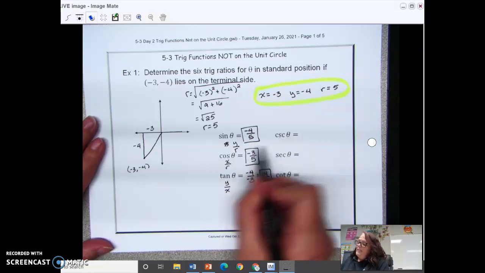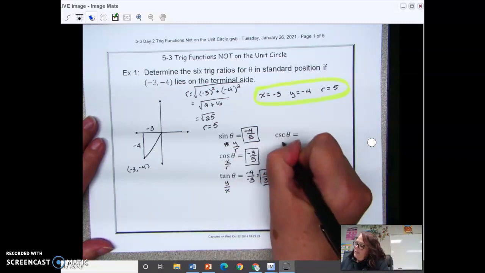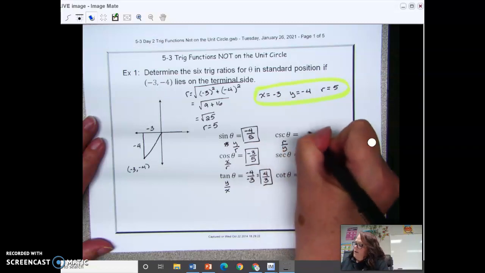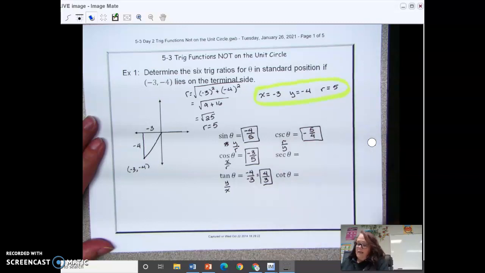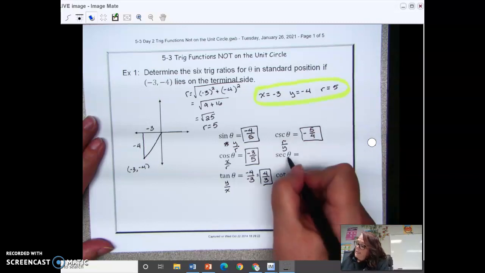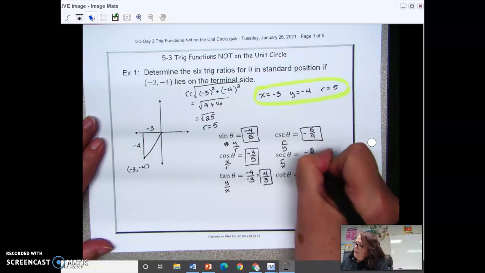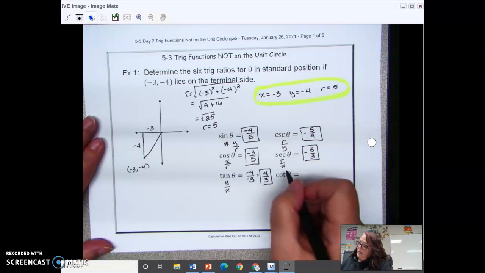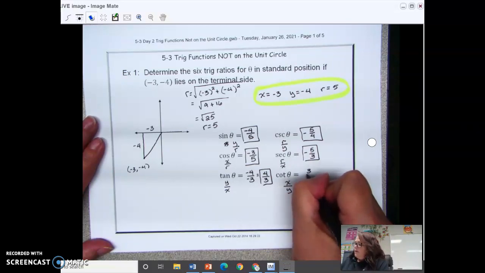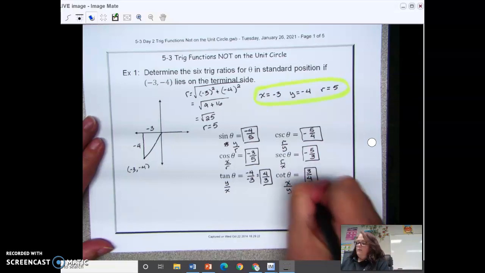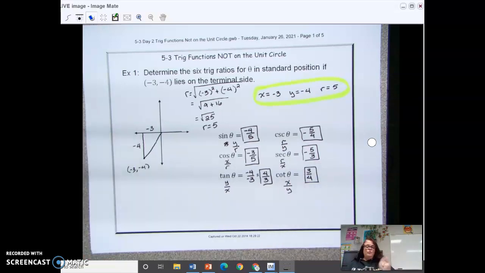So cosecant is the reciprocal of sine, so that's going to be r over y, which is going to be -5/4. And again, it does not matter where that negative sign goes. Secant is going to be r over x, so that means that we're going to have -5/3, the reciprocal of cosine. And then cotangent is going to be x over y, which is going to be 3 over 4. And if you started with -3 over -4, the negatives would still cancel.